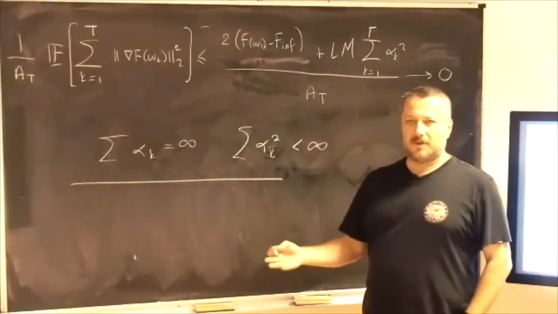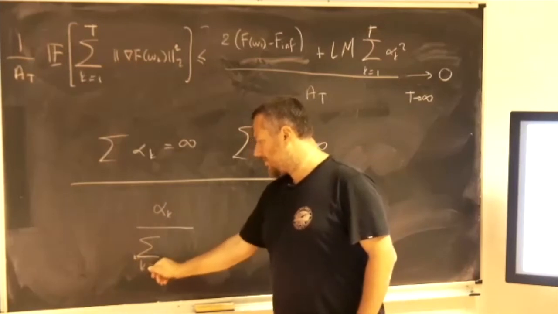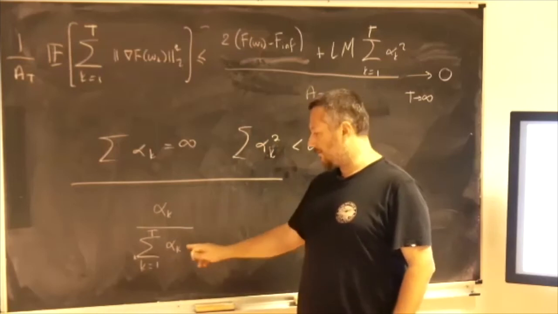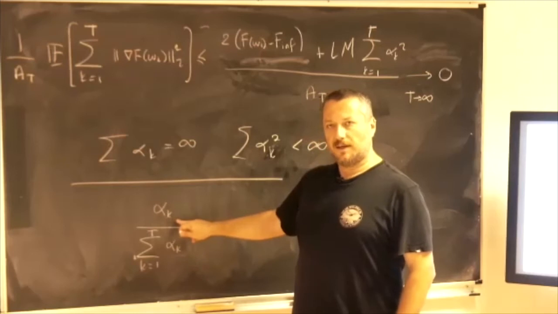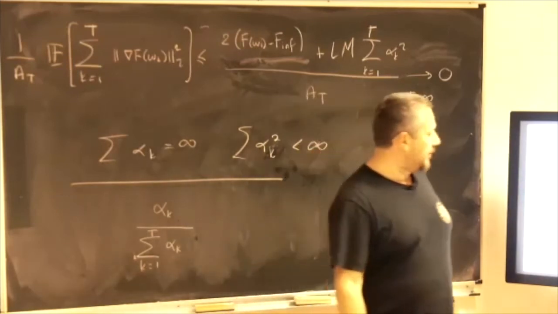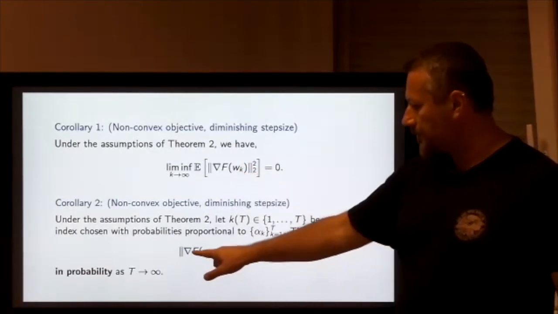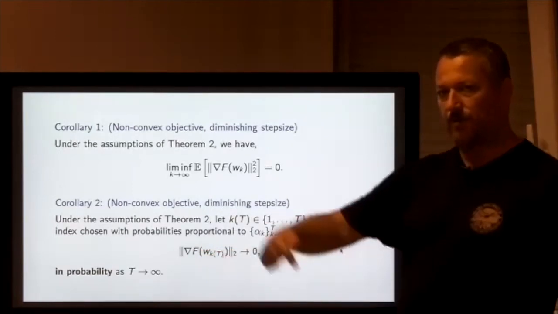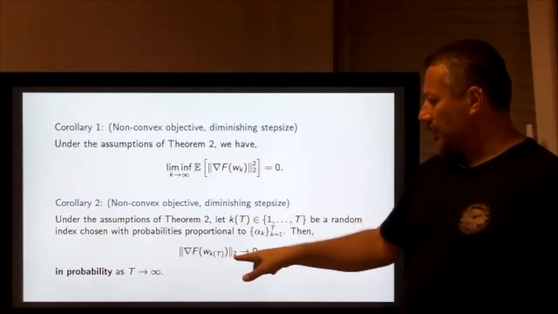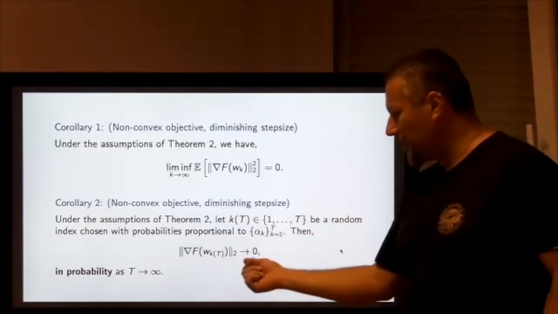What does that mean? We want the probabilities to be proportional to the step sizes, but we want a probability distribution. So the probability of choosing step k, after running the algorithm T many steps, is just this. The sum of alpha k's is a constant, so it's proportional to alpha k, and if you add these up, you get 1, so it's a probability distribution. With this distribution choosing the kth step, what we can show is, instead of a lim inf result, that the norm of the gradient of f evaluated at this randomly chosen point in the sequence of iterates goes to 0 in probability.